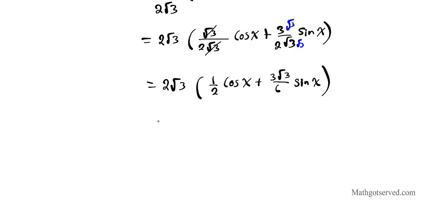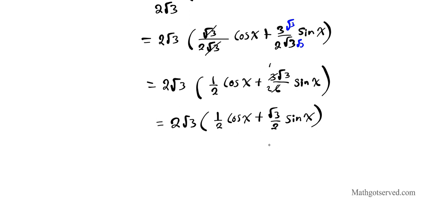And then simplify a little bit further, we have 2 root 3 times (1/2 cosine x plus root 3 over 2 sine x). Okay, now let's do what we did before again.